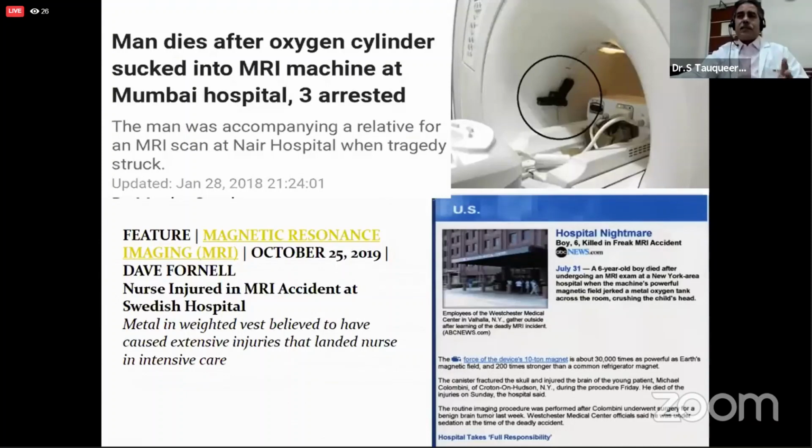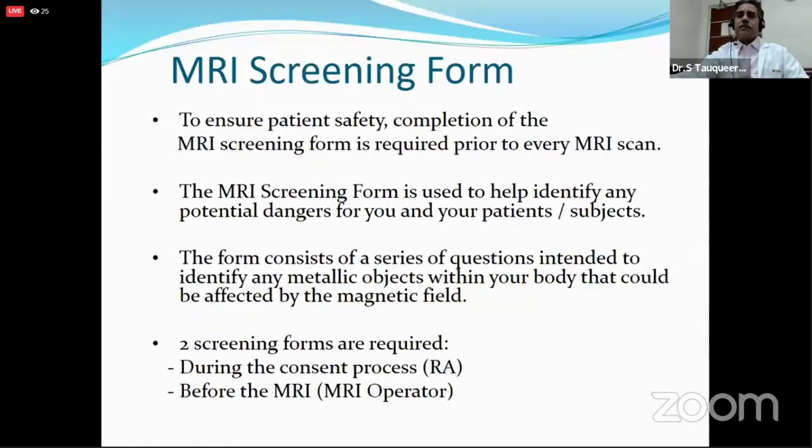These are some examples of accidents which can happen if we are not following the MRI zoning system, or we are not training people for MRI. This is a revolver getting stuck in the core of the magnet. This happened sometime back in Bombay, two years back. And this is somewhere in Sweden. And this is also somewhere in the US, where a 6-year-old boy was killed because safety measures were not taken. So to avoid all these things, we need to take all the safety measures.